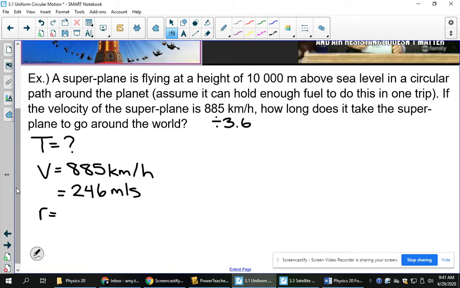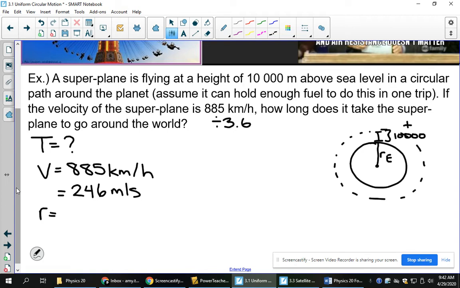But remember, if we've got Earth and then we're 10,000 meters above sea level, that's not the radius. The radius goes to the center of the Earth and then adds the 10,000. So we need the radius of Earth plus the 10,000, and that's going to give us the radius of this circular path that this plane is taking.